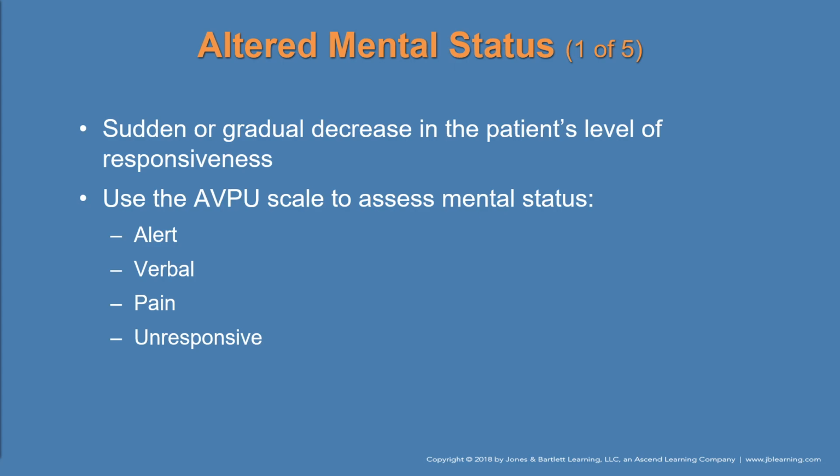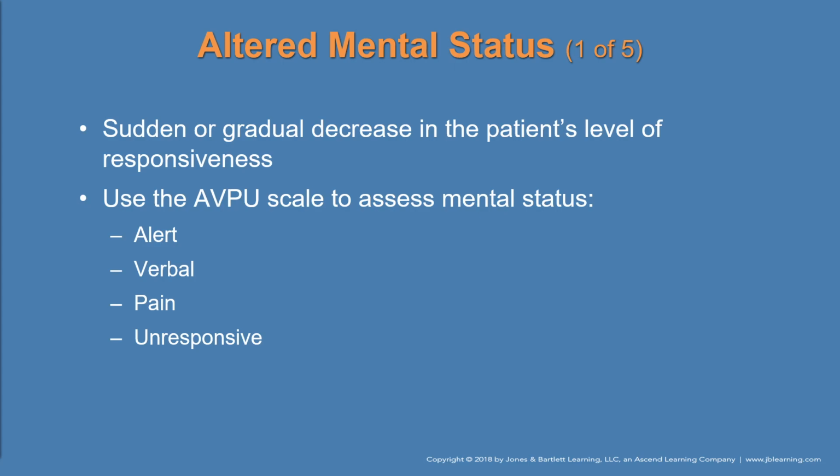Altered mental status is a sudden or gradual decrease in a patient's level of responsiveness, which is pretty concerning. To assess this, we use the AVPU scale. A is awake and alert. When we arrive, an alert patient will answer simple questions accurately and appropriately. They'll look at you and follow you with their eyes. Below that, if someone is responsive to verbal stimuli, a patient will react to loud noises. Maybe when you call their name, they'll open their eyes, but they're not really awake and alert. They're not really with it.